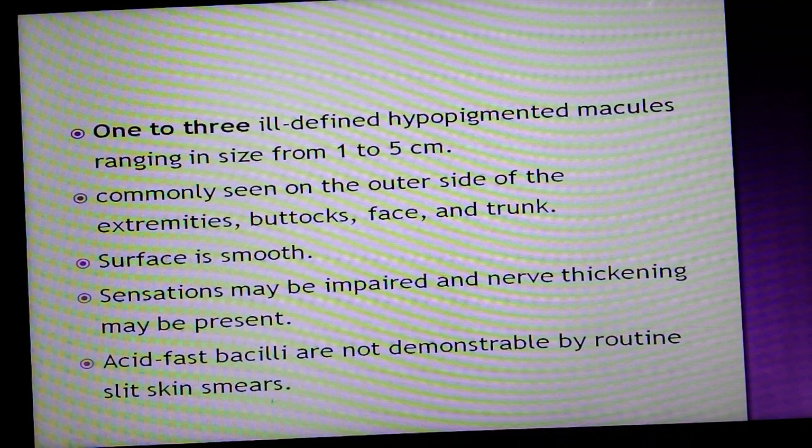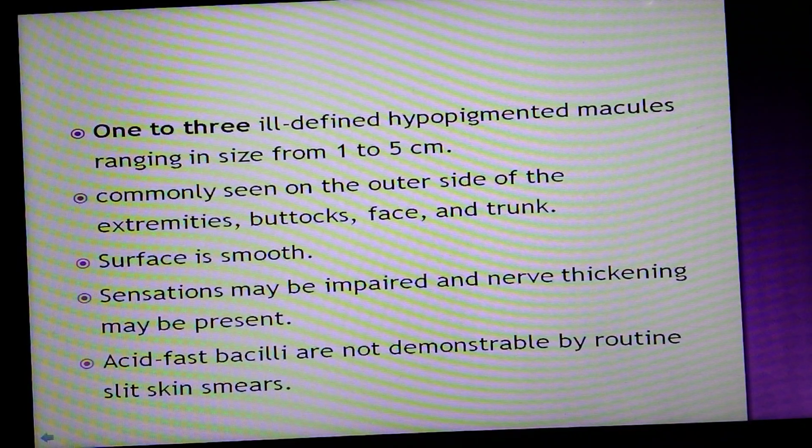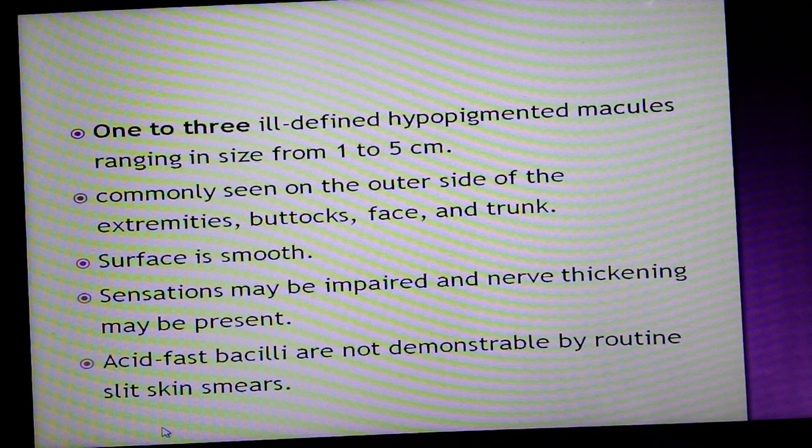What does slit skin smear mean? First of all, how do we do a slit skin smear? To detect leprosy, slit skin smears will be done. For that, we need to pinch the side tightly where the patches of leprosy have occurred. Then we incise it, take the scrape and collect it. We smear it on the slide, air dry and fix it, and then stain it at the last. This is called the slit skin smear procedure.